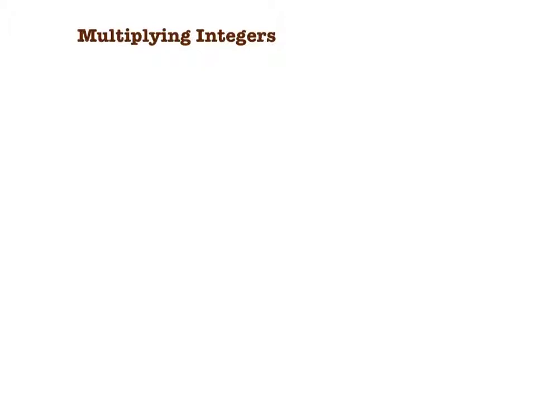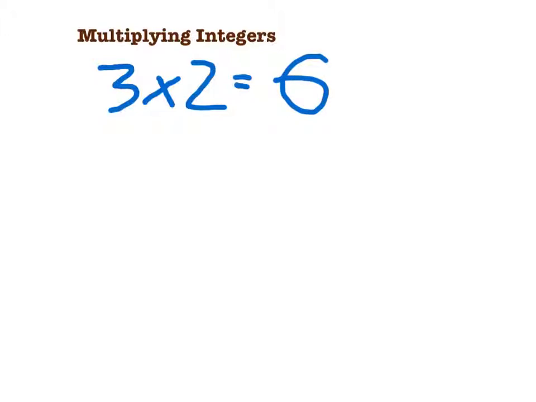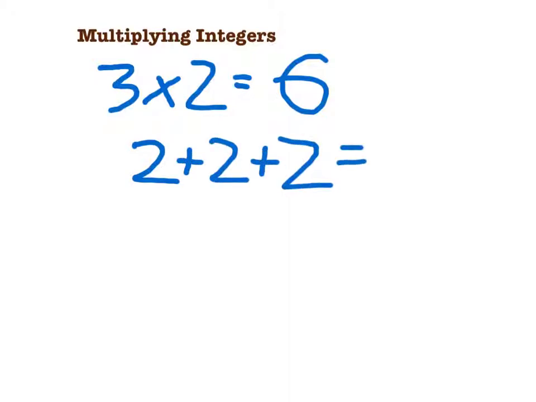It's easy to understand why 3 times 2 is equal to positive 6. 3 times 2 is another way of saying 2 plus 2 plus 2. In other words, multiplication is like repeated addition, and of course that's 6.